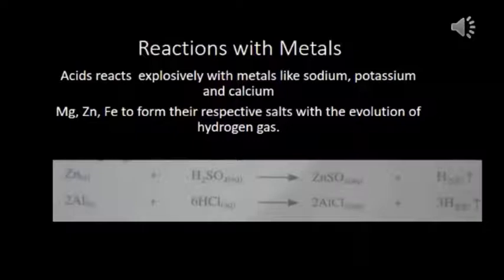Acids react explosively with metals like sodium, potassium and calcium. However, dilute acids react moderately with reactive metals like magnesium, zinc, iron and aluminium to form their respective salts with the evolution of hydrogen gas. As you can see in this reaction, when zinc reacts with sulphuric acid, it will produce zinc sulfate and hydrogen gas. The arrow over the hydrogen gas represents the liberation, the formation of a gas.